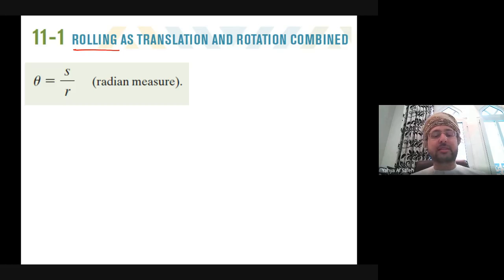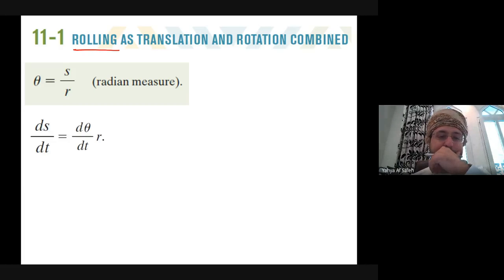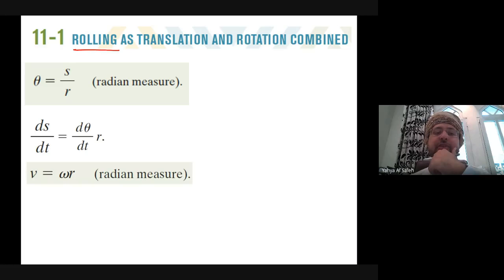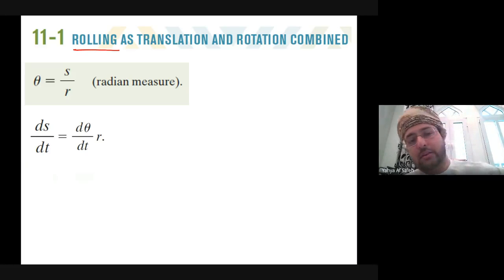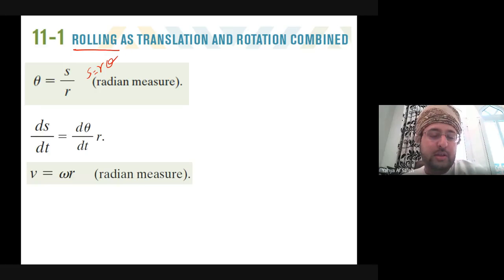We know theta is equal to S over R, which is a radian measure. I'll just differentiate. Okay, I'll say S equals R theta and differentiate. And I get V equals R omega. Again, we did this before. Okay, but this is a reminder of what theta is and what V is.